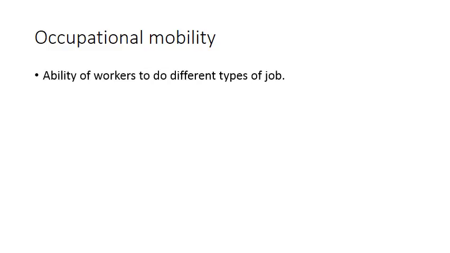So our first type of mobility or flexibility we're going to consider is occupational mobility, sometimes described as functional flexibility. Now, this fundamentally boils down to the ability of workers to do different types of jobs. And this is obviously going to have a lot to do with their skills. A worker with a broader range of skills will be able to do a variety of jobs well.